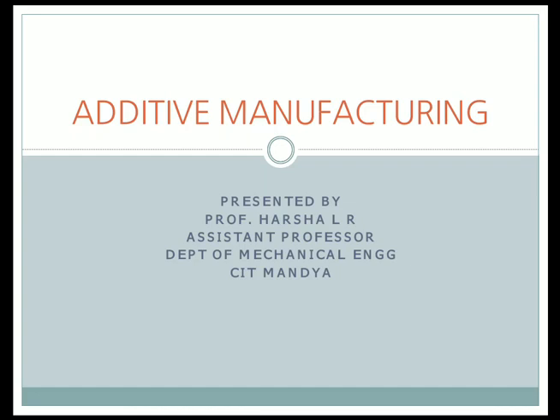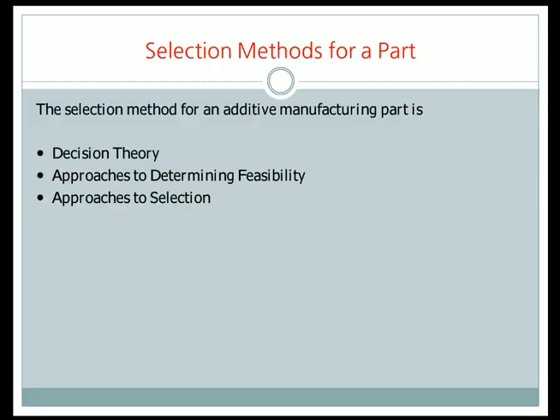Dear students, today in this session we shall discuss the selection methods of a part. That is, what method we need to select to manufacture a given three-dimensional model. So till now we have studied different processes used for manufacturing a three-dimensional model, and we have also studied some post processing techniques. So after manufacturing we have to do some post processing techniques.